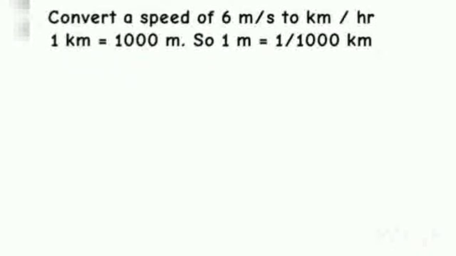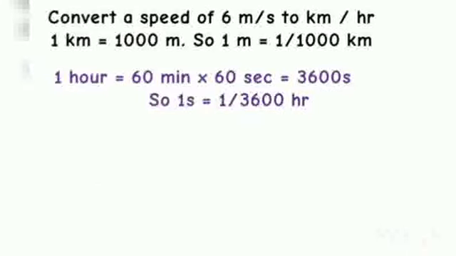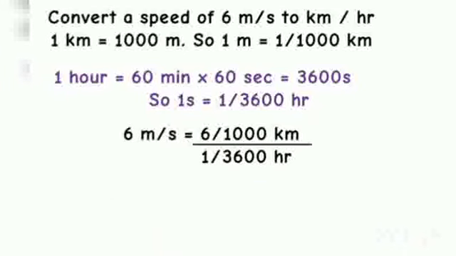Next question. Convert a speed of 6 meter per second to kilometer per hour. 1 kilometer is equal to 1000 meter. So 1 meter is equal to 1 by 1000 kilometer. Similarly, 1 hour is equal to 60 minutes into 60 second is equal to 3600 second. Already told. So 1 second is 1 by 3600 hour.